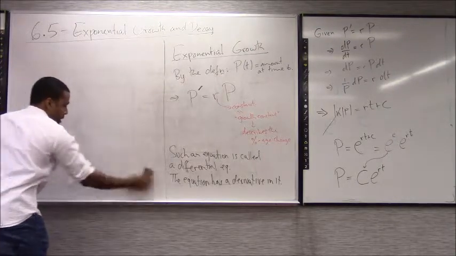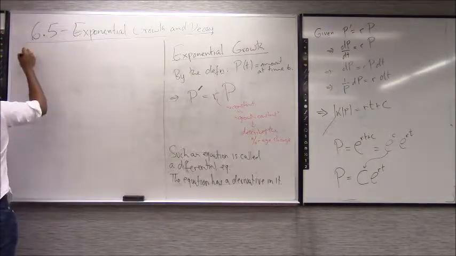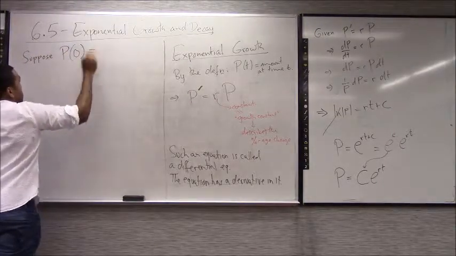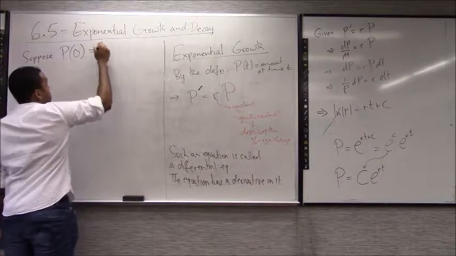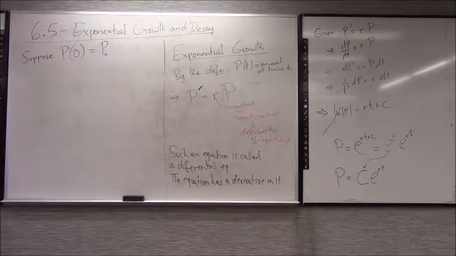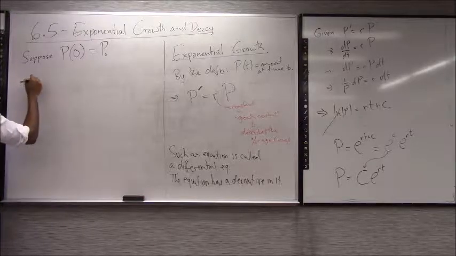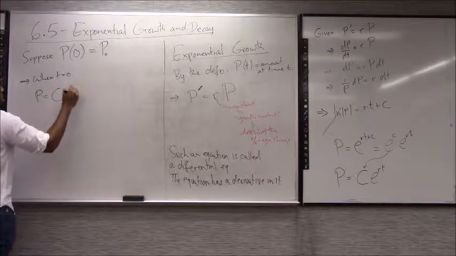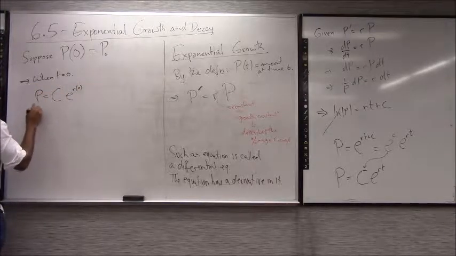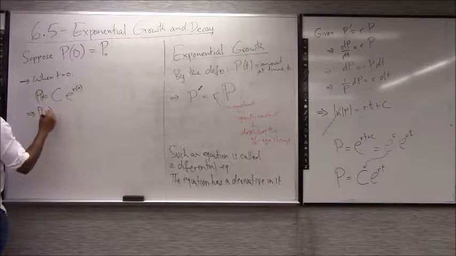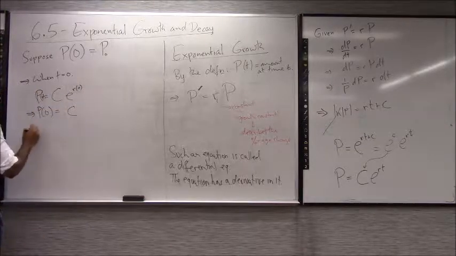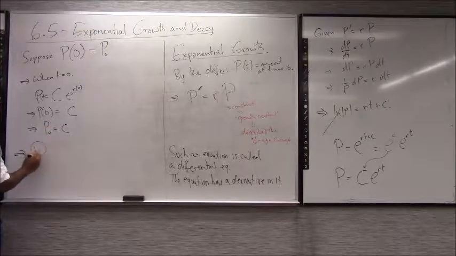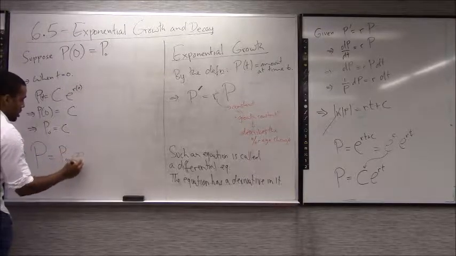Now, how do we find that c? Suppose p of 0, meaning the amount at time 0, is going to be p little naught. It's a notation. Then what I can do is say when t equals 0, I know my p is equal to c e to the r times 0. This means my p of 0 equals c. That just means p naught equals c. Therefore, I end up with this formula. P is equal to p naught e to the RT.